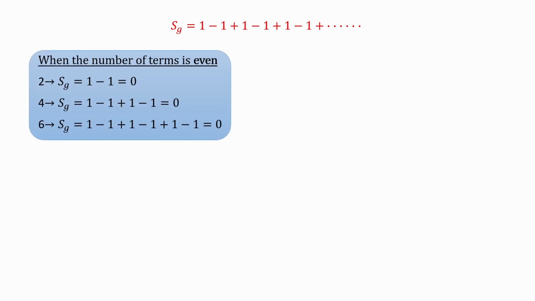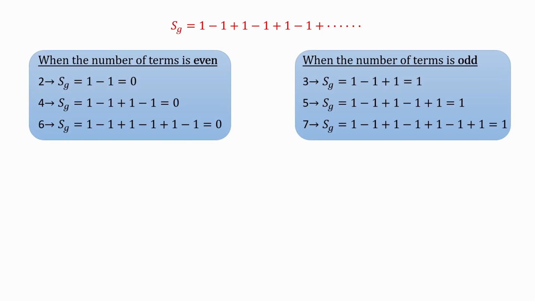First, let's look at a simpler series, 1 minus 1 plus 1 minus 1 plus 1, and so on. Let's call this series SG. Now, what's the answer to SG? If we stop at an even number of terms, we get 0. If we stop at an odd number of terms, we get 1. So what's the fair value?